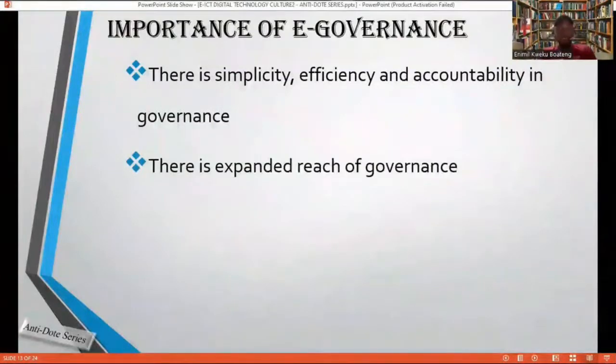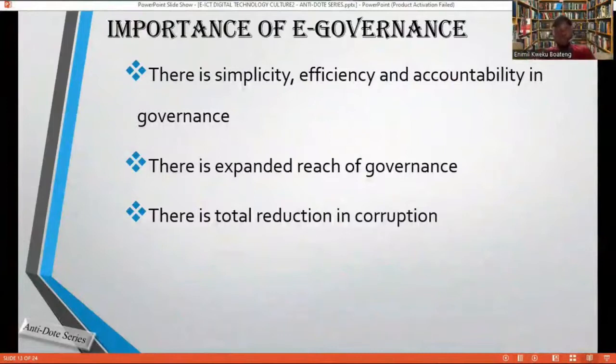There is expanded reach of governance. With e-governance, government will be able to reach a lot of people as against some few people who are situated in the city where the official seat is. If whatever policy that government will bring is rolled out electronically, no matter where you are, you stand to benefit. Hence, governance reaching everyone. So there's total reduction in corruption. Of course, there's total reduction in corruption, because with e-governance, things do not pass through people.